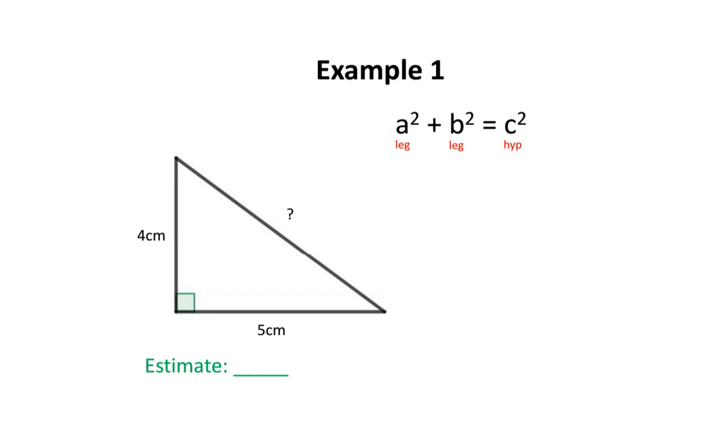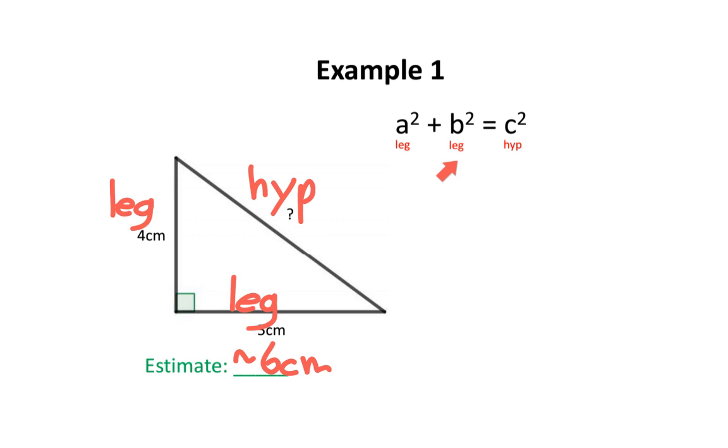In our first example, we have a right triangle. The hypotenuse is unknown. This leg is 4 centimeters long, while this leg is 5 centimeters long. Before doing any calculations, let's make an estimate of the length of the hypotenuse. Remember, the hypotenuse is the largest side, which means it must be greater than 5 and 4. I'm going to estimate it to be about 6 centimeters, since it looks a little bit larger than this leg.